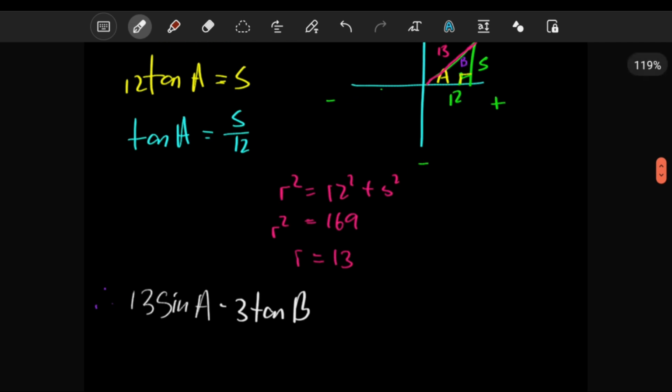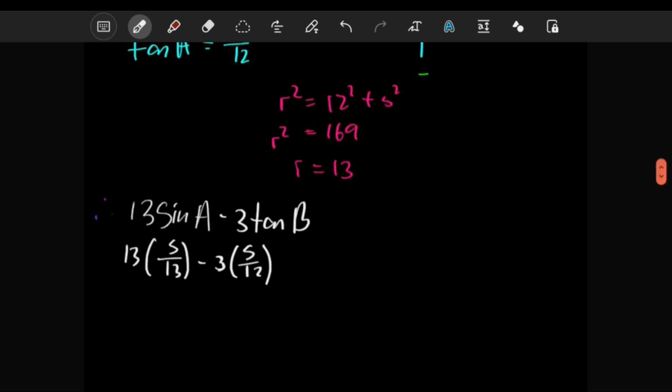Obviously you just want an expression for sine A. Sine A is opposite over hypotenuse, which is 5 over 13. And then tan B, what is tan B? Opposite over adjacent, so it's 12 over 5, you see. And that is that. You're just going to put this expression into your calculator. And obviously the next step here, you're going to get 5 minus 36 over 5 in your calculator, and then this is giving you negative 11 over 5.